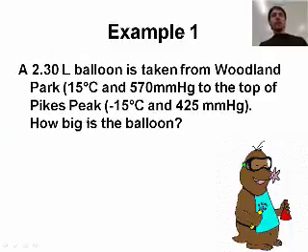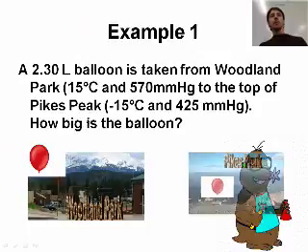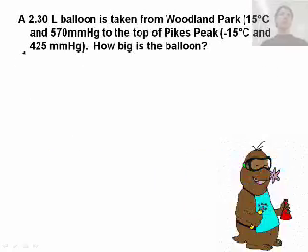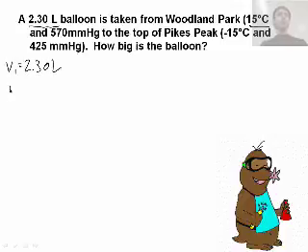Alright, so first we have a 2.3 liter balloon. It's taken from Woodland Park at some conditions, and it's brought to the top of Pikes Peak at some different conditions. All right, so let's go through and identify what we know and what we're going to look for. Alrighty, so here we have a 2.3 liter balloon. That's a volume. That's a V1. 2.30 liters. Woodland Park, 15 degrees Celsius. So that's the temperature, T1. 15 degrees C. And then that's the pressure here. P1 is 570 millimeters of mercury.